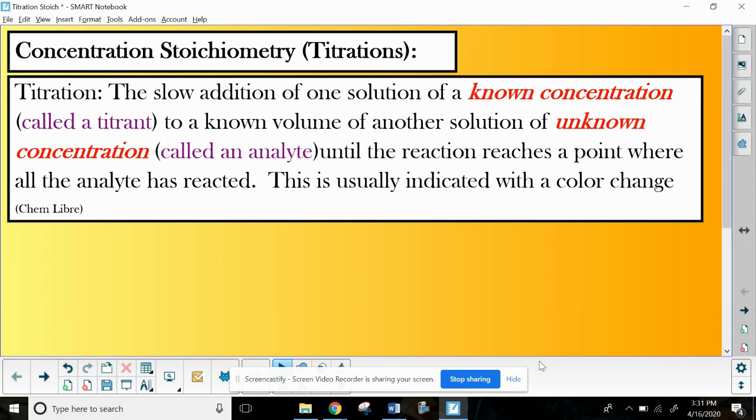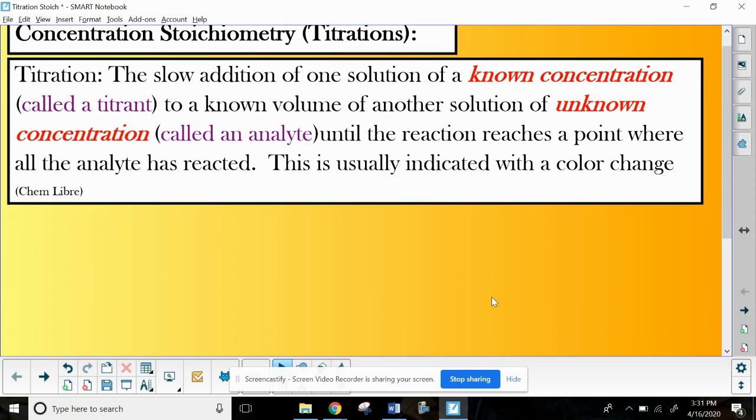So in order for us to figure out what the concentration is of the analyte, we have to figure out how much titrant we need to add and figure out from there the moles of titrant added. From there, we'll get the moles of analyte in the solution and then get the actual volume and concentration. So that sounds like a lot, but I'm going to show you it's not as much as it sounds like.